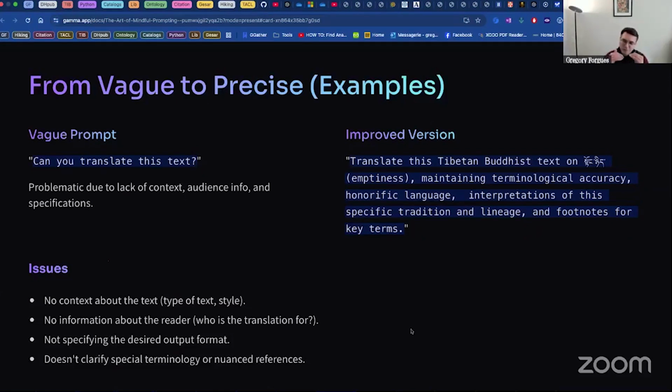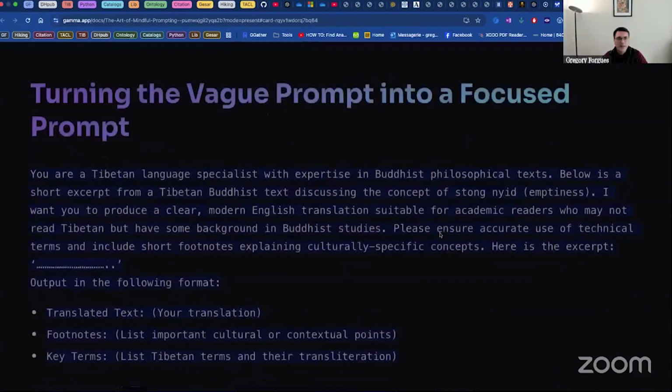So where prompting comes in as an essential way of guiding the model is by supplying information that's as accurate as possible, considering what it is you're trying to achieve. So the short prompt is fine for, I just want to have a sense quickly of what my text is about, but this is better if I want to produce a translation with these criteria, right? So honorific language or interpretations that are compatible with a certain traditional lineage. And if I need, say, footnotes or explanations about how the model gets there, in some passages where syntax is complex, that can be interesting.